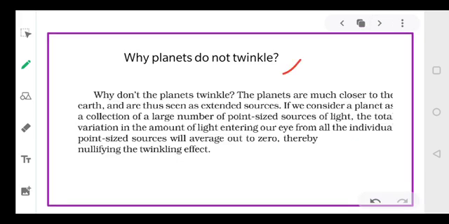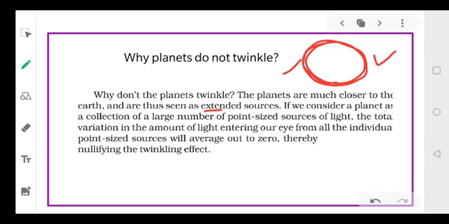Now the most important question, if the stars twinkle, then why do the planets not twinkle? Why don't we see the planets twinkling? This is again a very important question. Now planets are very much closer to us, so they appear bigger in size. Although the stars are very much bigger in size, since stars are very far away from us, they appear point-sized. The planets are closer to us, so they appear bigger in size.